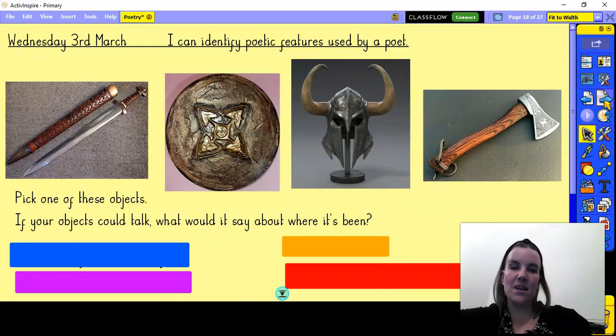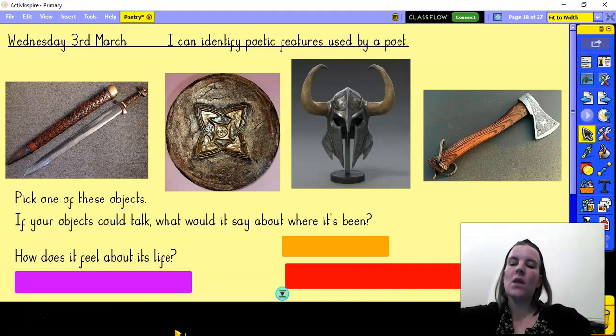So, as I've said, we are going to be using Sylvia Plath as our inspiration today, and we're not going to be writing about a mirror. We're not going to be writing about an object in our houses. We are going to be writing about a Viking object, and I want you to choose one of these Viking weapons. You might want to write your poem from the viewpoint of a sword. You might want to write your poem from the viewpoint of a shield, from a helmet, from an axe. Okay, I want you to choose one. And I want you to be thinking about, what do you imagine this item would feel like if it did have feelings?